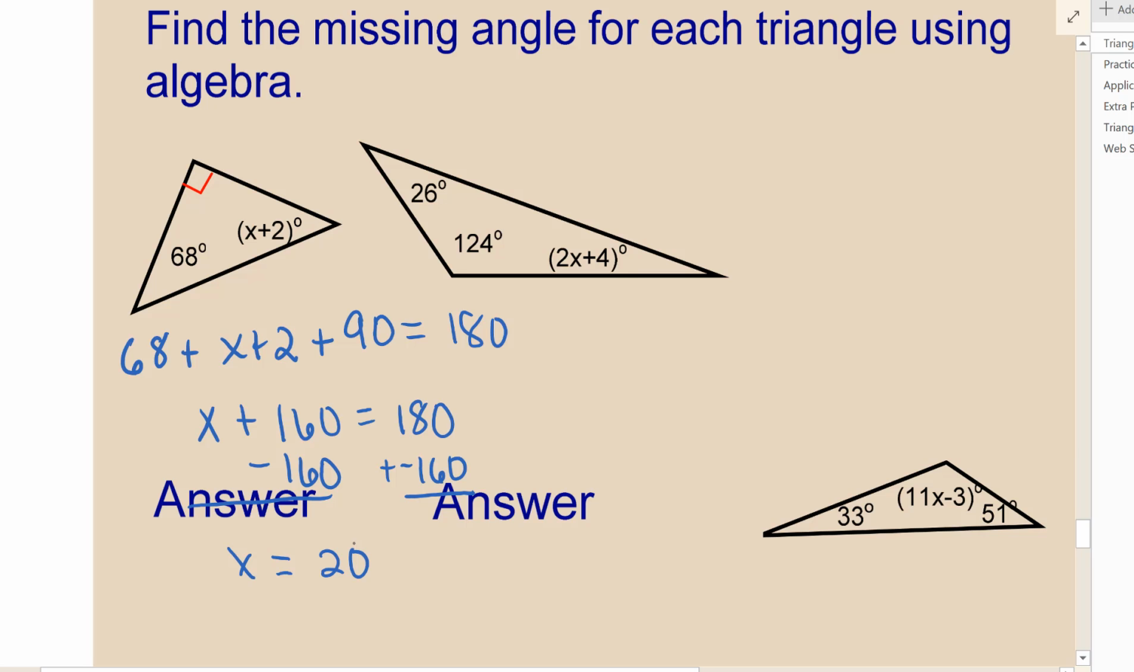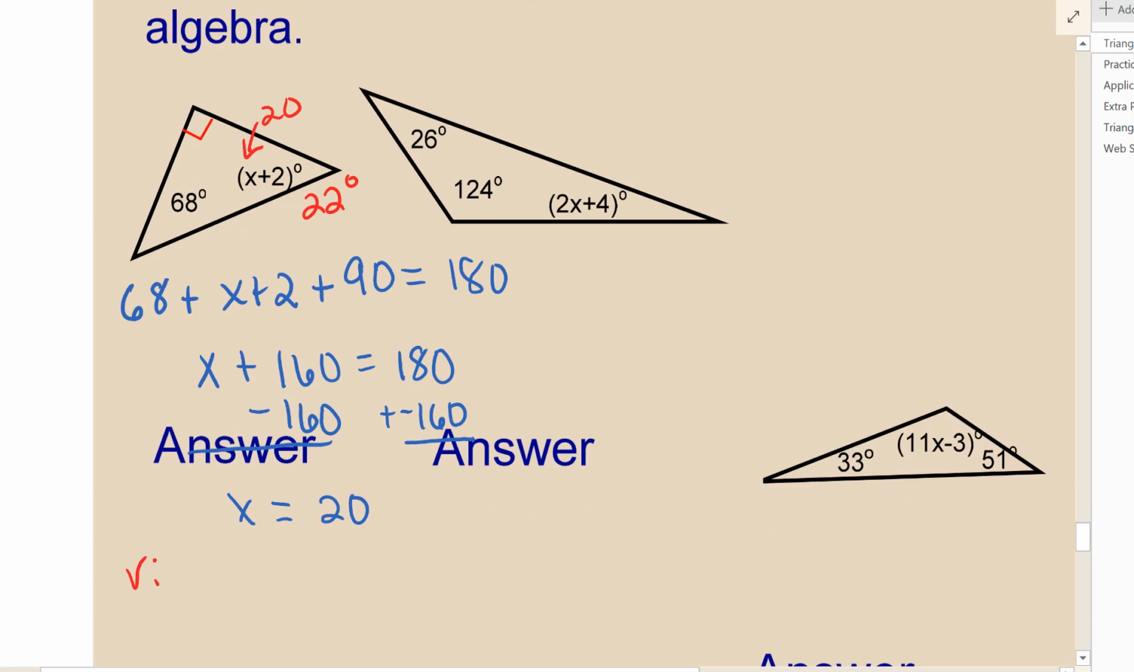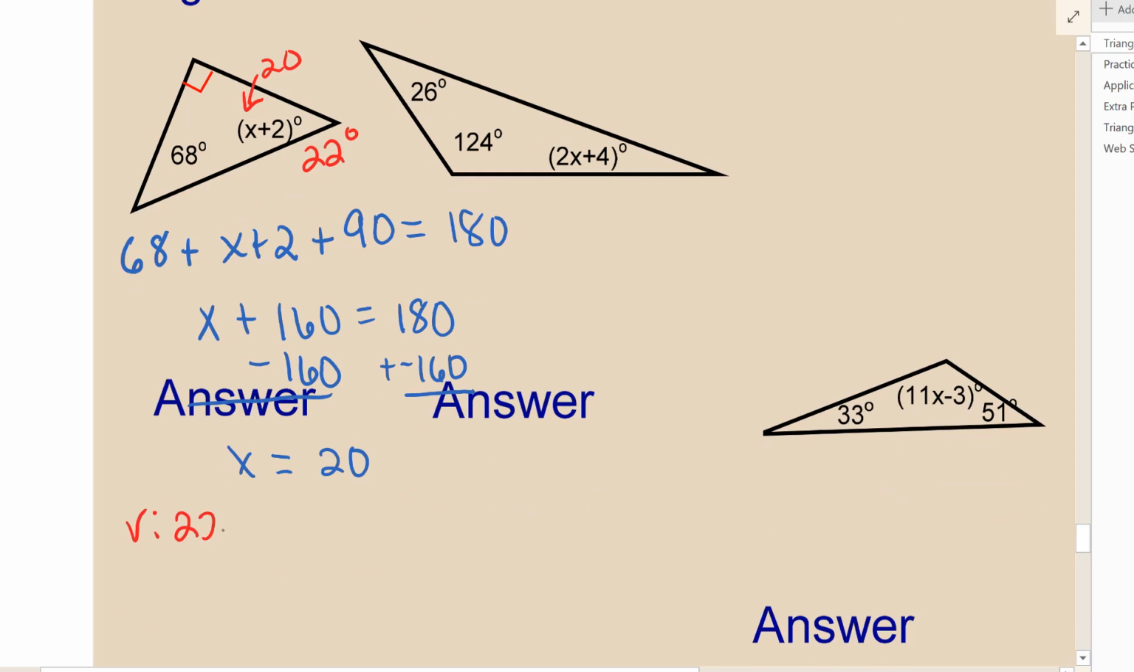Now this is not actually one of the angles because none of the angles is x. I'm just going to plug that into my x. And that gives me 22 degrees for the missing angle. To check my work, I'm going to add everything up and it should equal 180. So 22 plus 68 plus 90 should equal 180. And I get 90 plus 90 equals 180, so I know I did this correctly.